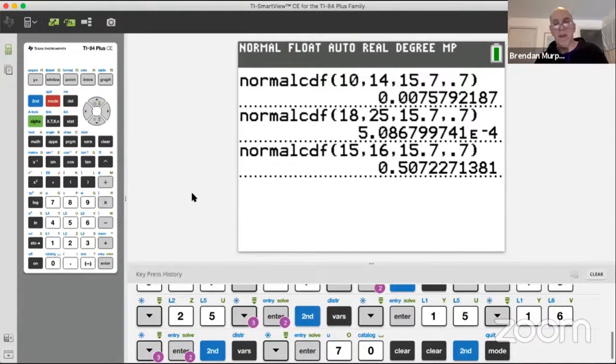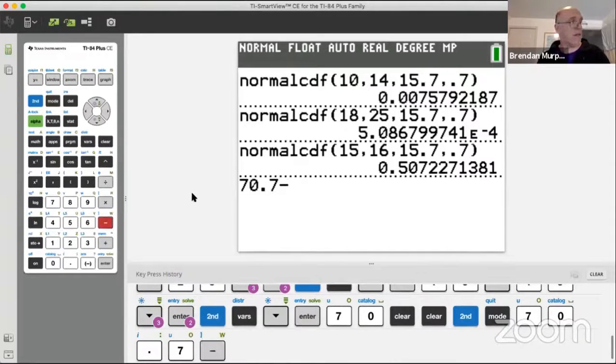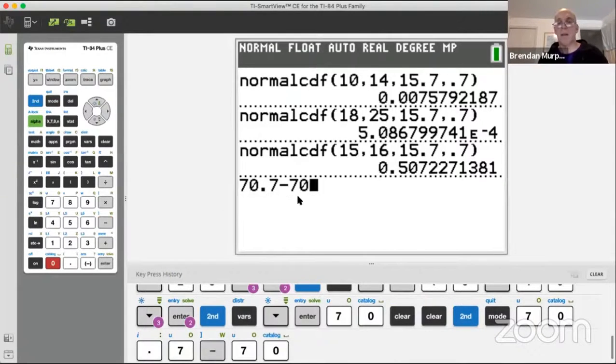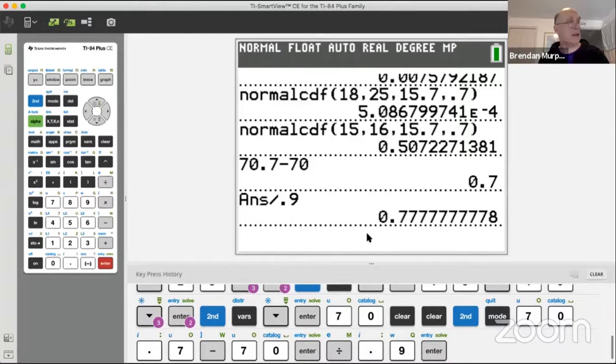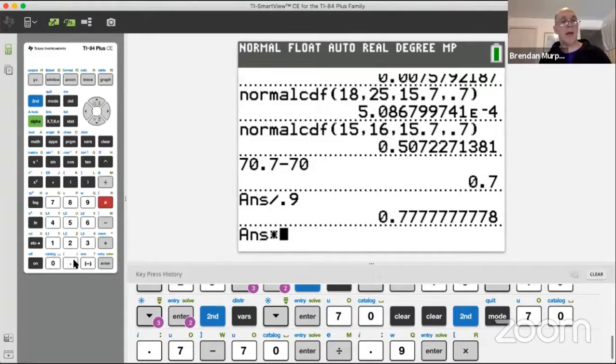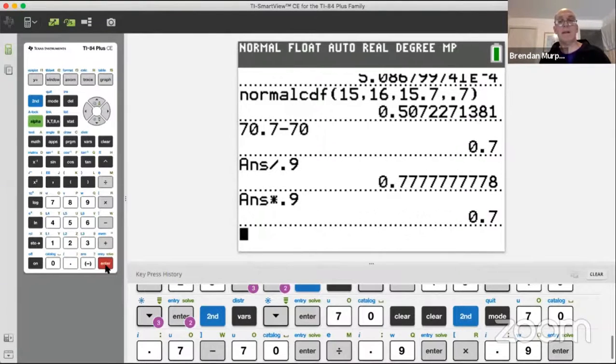So 70.7 minus 70, well, that's 0.7. That's easy. I want to divide that by my standard deviation of 0.9. So I'm 0.777 standard deviations above the mean. We knew that one standard deviation was 0.9, right? So if I multiply that by 0.9, I get 70. So I'm at the 70th percentile here.